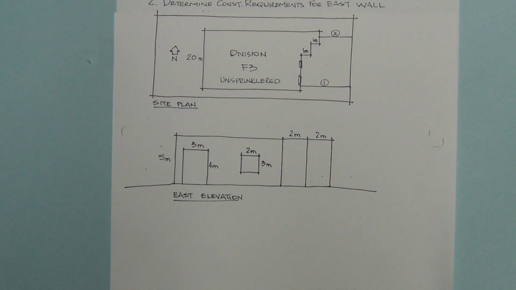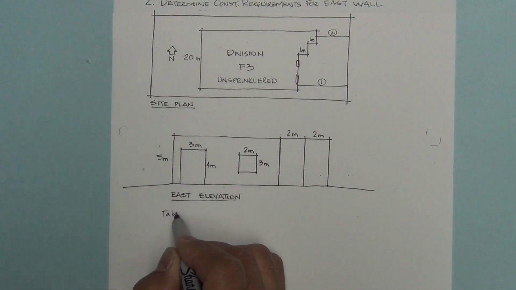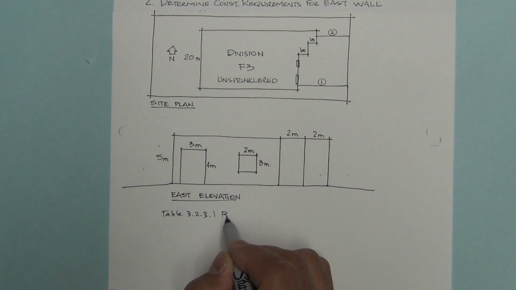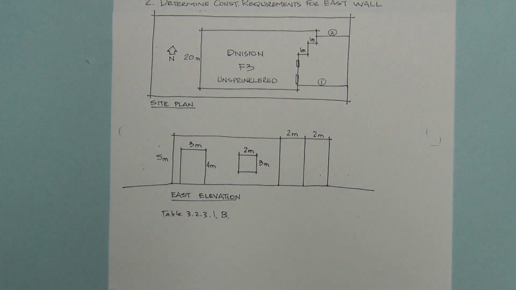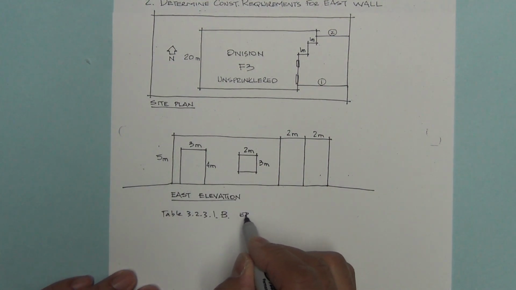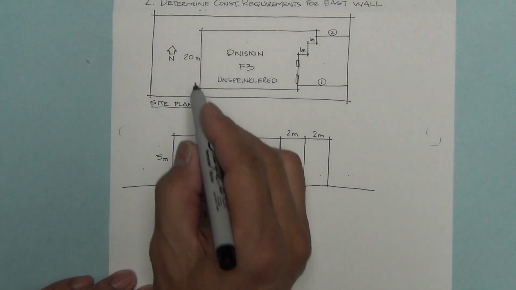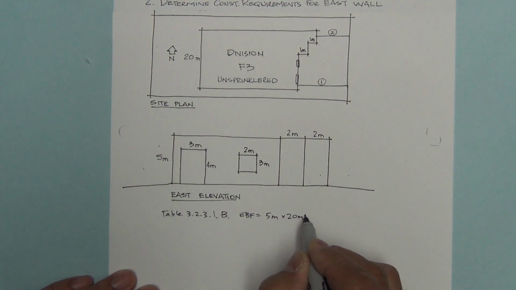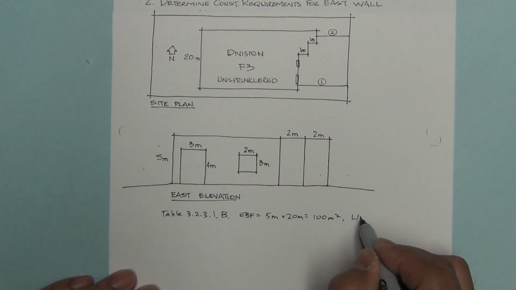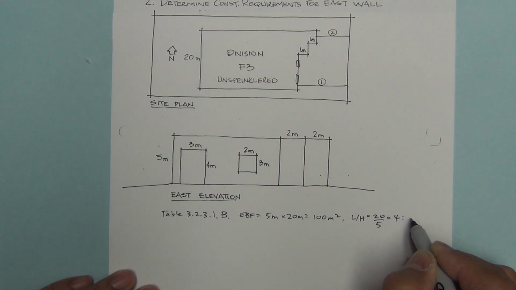Okay, so for this problem, which is for group F3 occupancy unsprinkled, we'll be using table 3.2.3.1B. Okay, and so the parameters which we'll need to input are the size of the exposed building face, 5 meters high, and how wide would be 20 meters to get 100 square meters of building face area. The L over H ratio would be 20 over 5, which is 4 or 4 to 1.